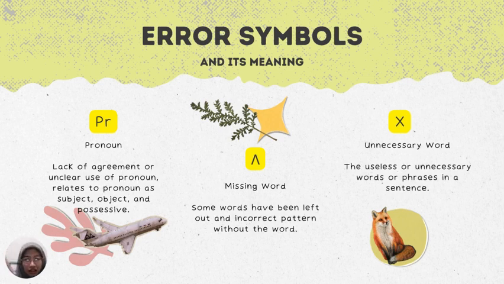That symbol means missing word. Some words have been left out and incorrect pattern without the word. The last is the cross mark, or you can say it like X, which is unnecessary word: the use of unnecessary words or phrases in a sentence.